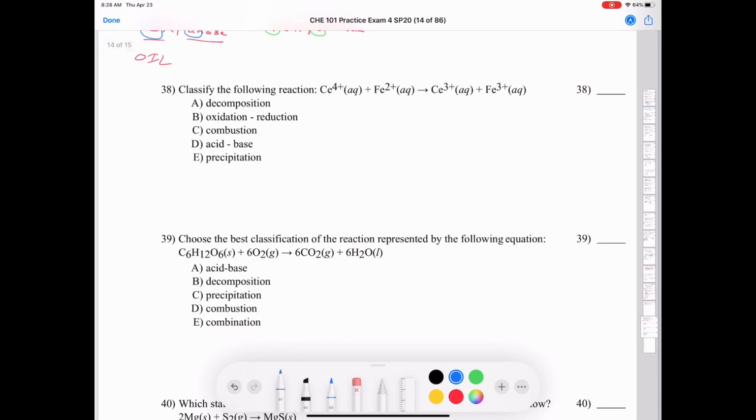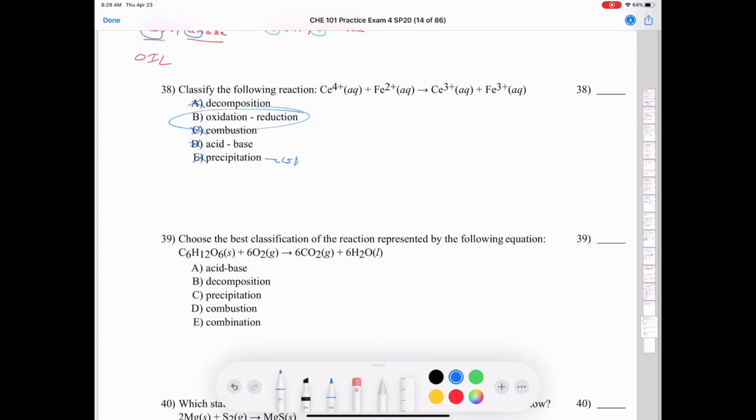Question 38 says classify the following reaction as either decomposition, redox, combustion, acid-base, or precipitation. We can see it's not a decomposition reaction. There's nothing decomposing here. It's not a combustion reaction, because a combustion reaction is where we take a compound, combine it with oxygen, and we get water and carbon dioxide as products. Acid-base, neither of these are acids or bases, and a precipitation reaction, you'd have to form a solid in order to do that, and everything is aqueous.